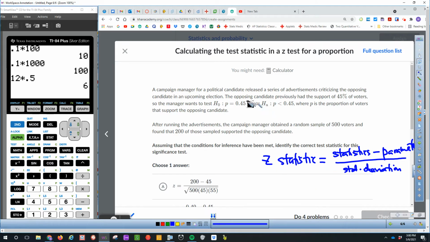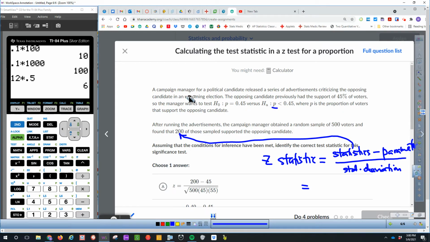So if you look at this question, it is a proportion question, right? P proportion. The statistic comes from the sample, and the sample is here. So you have 200 out of 500. Actually, we haven't even read the question.